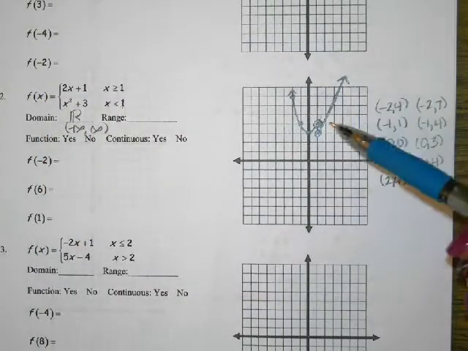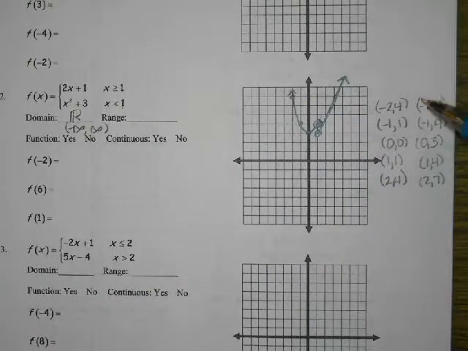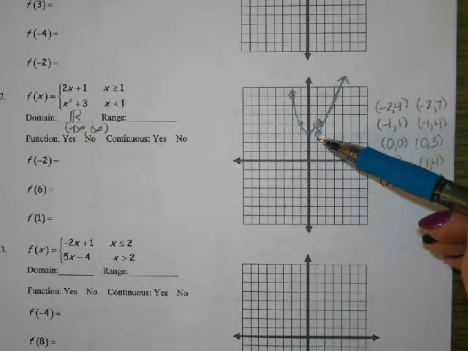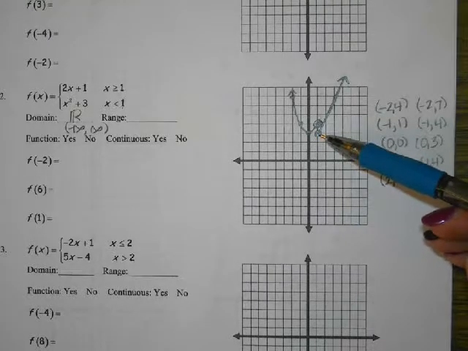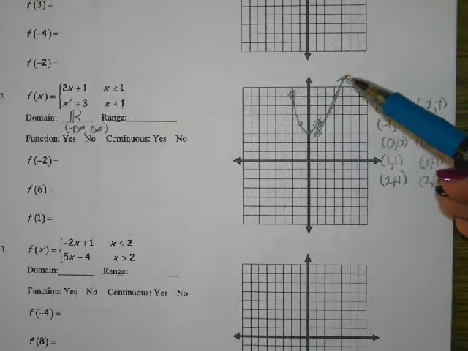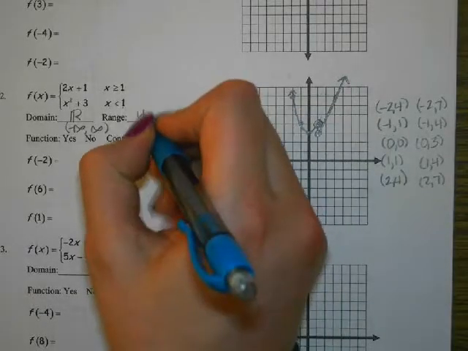If you look at the graph, what are the y values that you can see? 3 is the lowest y value, right? And then if you go up from 3, what other y values do you see? All of them. So how do we write that? Y is greater than or equal to 3.